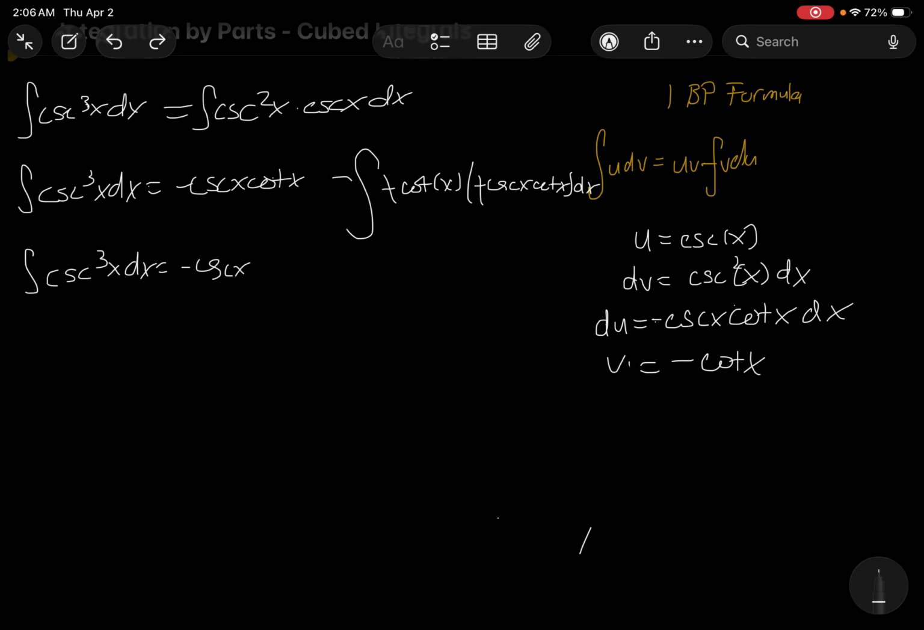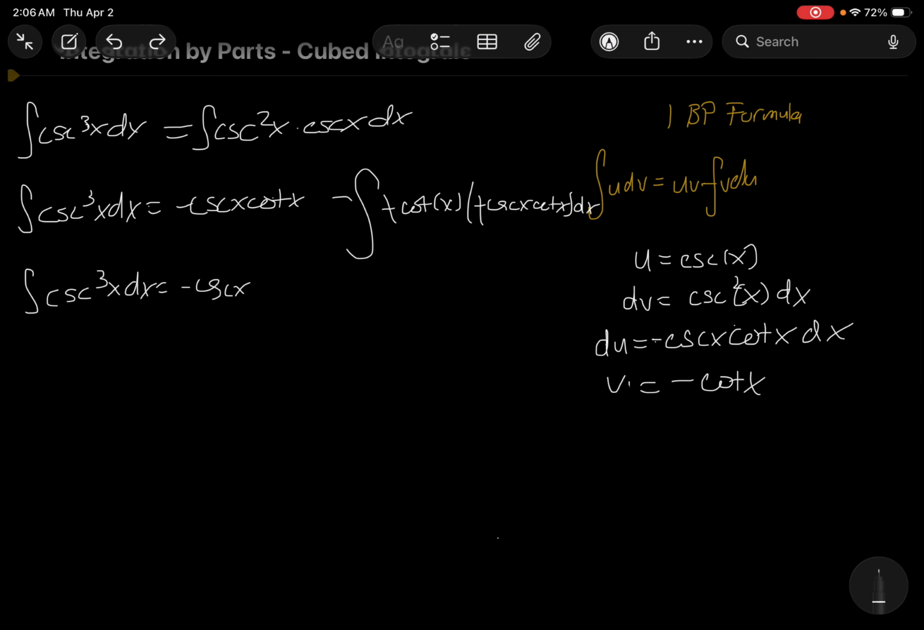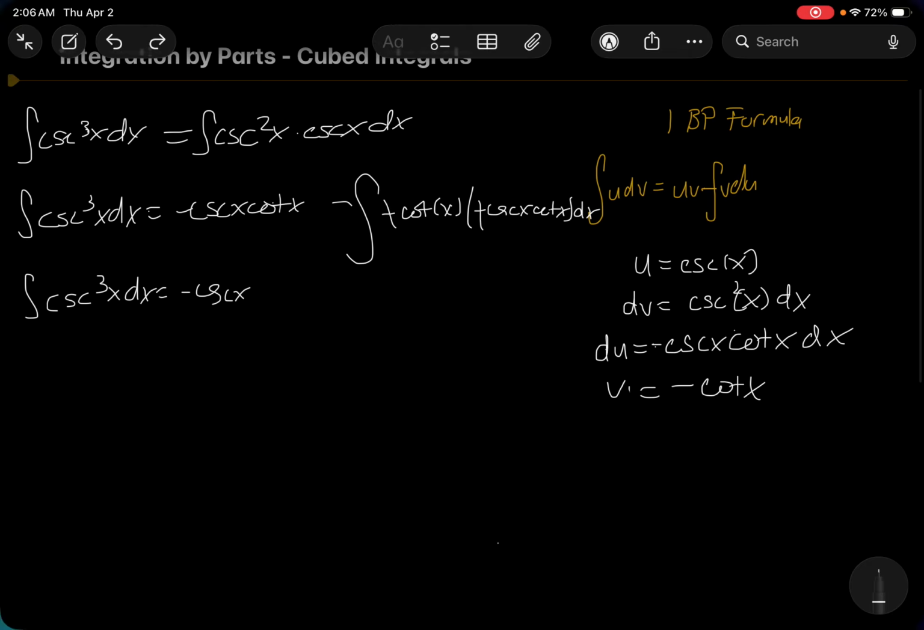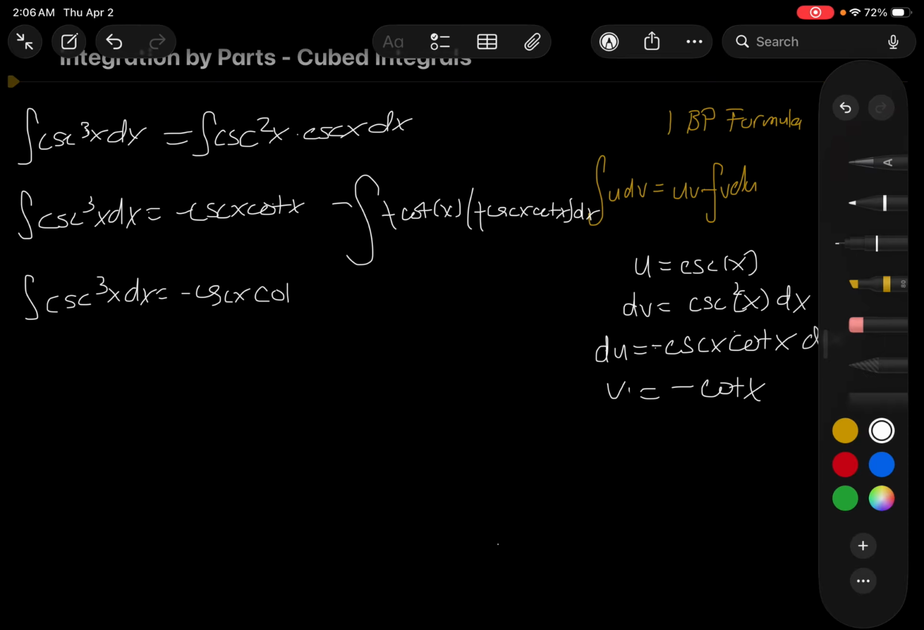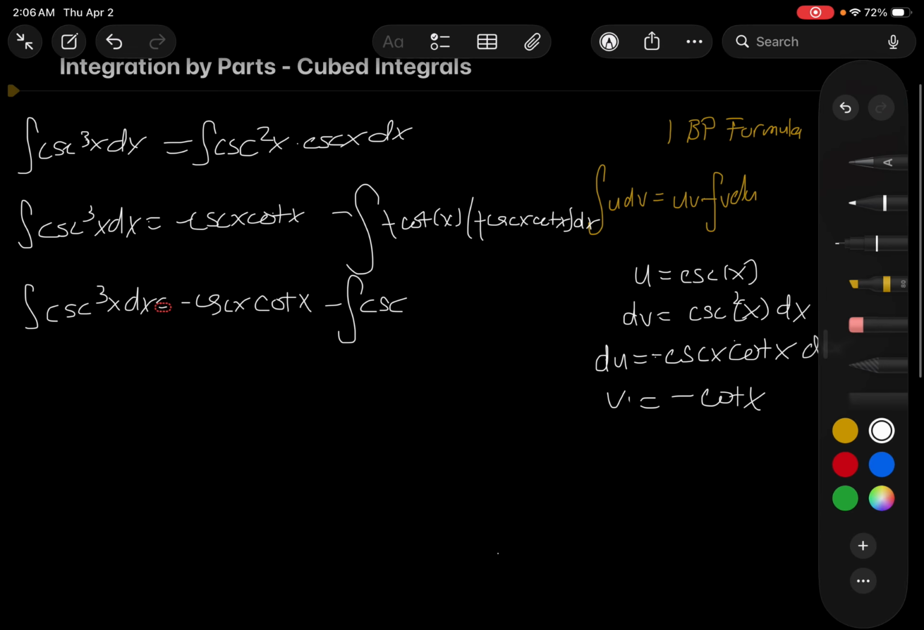Negative cosecant of x times cotangent of x minus the integral of cosecant of x times cotangent squared of x dx.